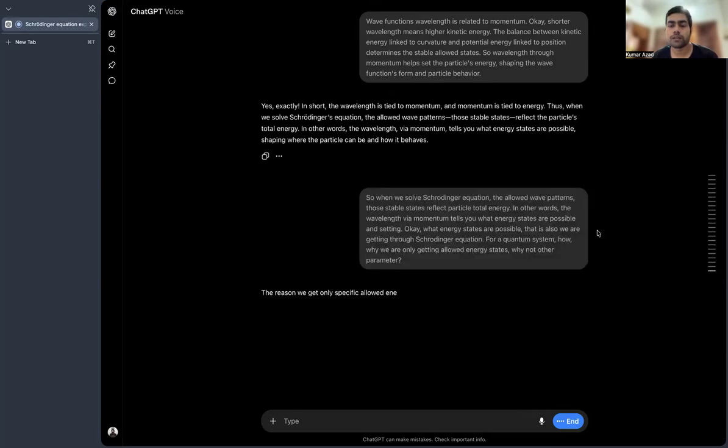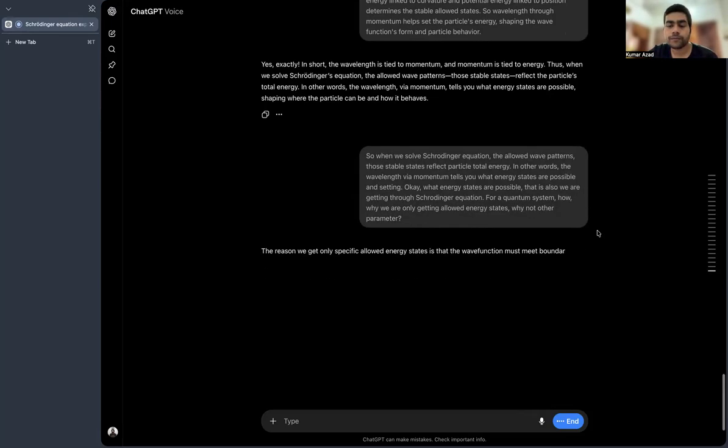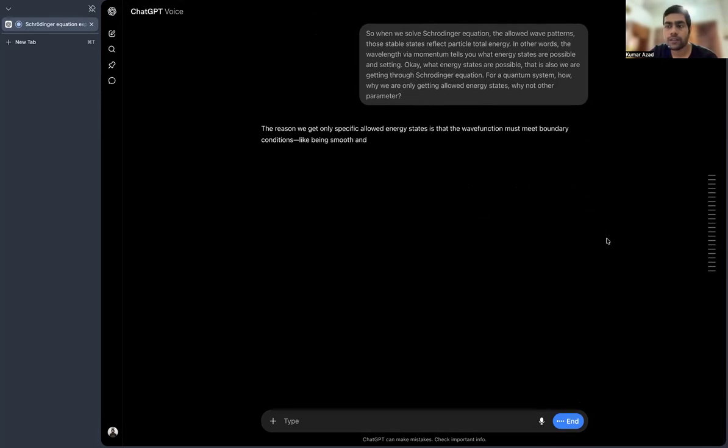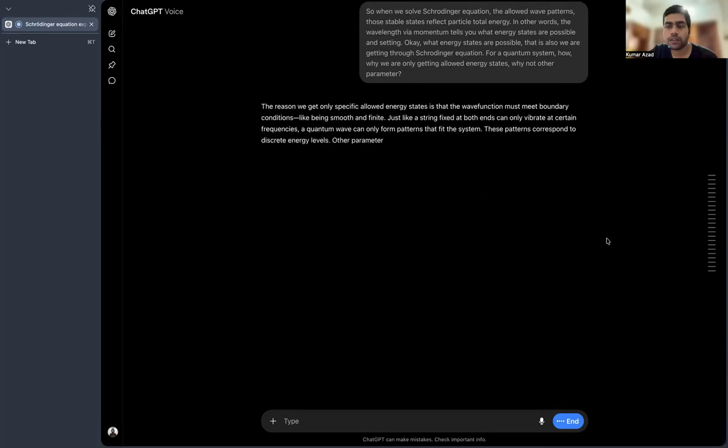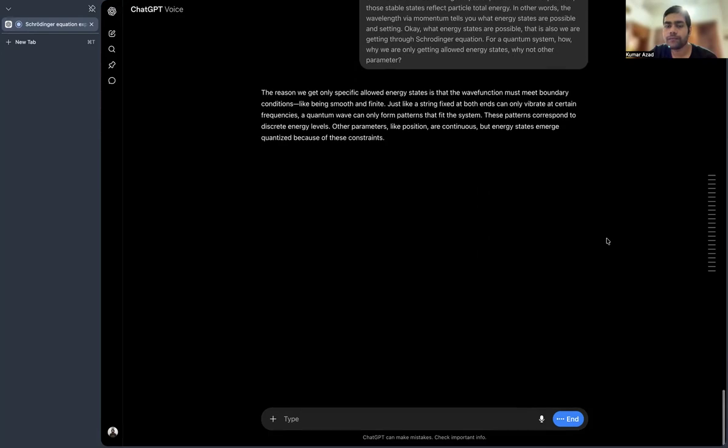The reason we get only specific allowed energy states is that the wave function must meet boundary conditions, like being smooth and finite. Just like a string fixed at both ends can only vibrate at certain frequencies, a quantum wave can only form patterns that fit the system. These patterns correspond to discrete energy levels. Other parameters, like position, are continuous, but energy states emerge quantized because of these constraints.